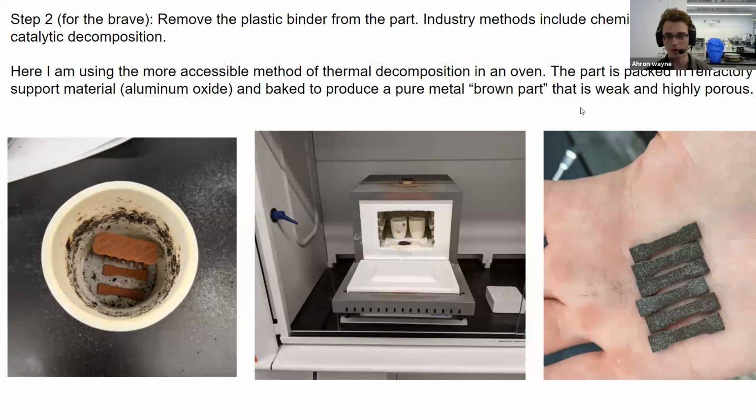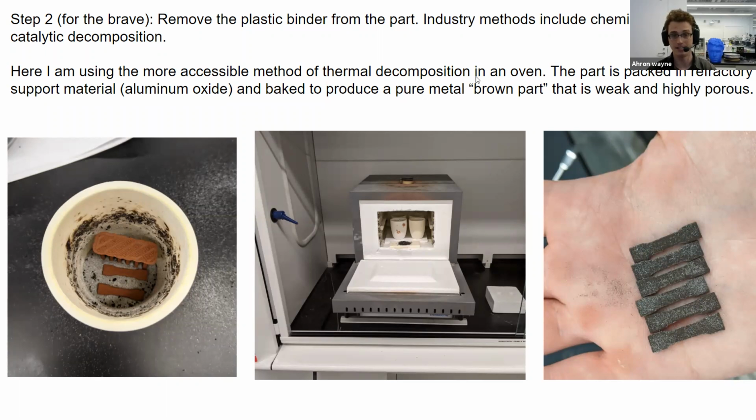If you are brave, you can go on to the next step, and that is the debinding of the part. So the part was originally printed with plastic mixed with metal, and then we have to remove that plastic somehow. There are several ways you can do this. You can dissolve the plastic away. Some people do that. You can catalytically decompose the plastic. One commercial method uses hot nitric acid, which I personally try to avoid using. And then probably the easiest method, the one that I'm using, involves thermal decomposition.